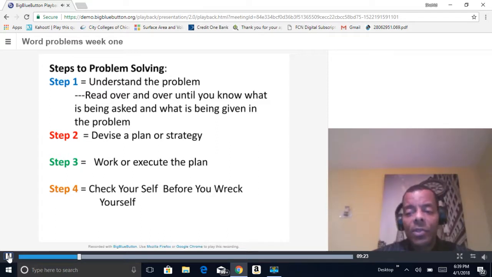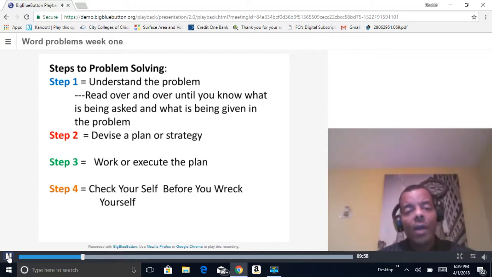Step number 2 in solving any problem is, after you come up with the understanding of the problem, then you've got to do something. You have to devise a plan or strategy. So if I'm having problems with relationships, I have to first identify what the problem is. You're not speaking to me. We're not communicating. You're ugly, whatever the problem is. Once we understand the problem, then we'll be able to do what? Sit down and say, let's come up with a plan.